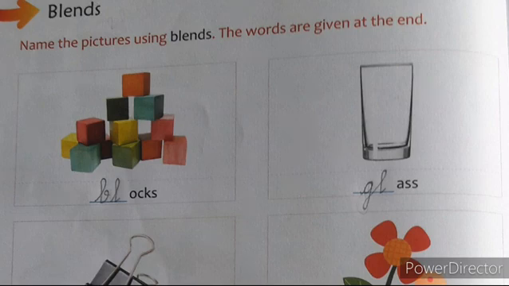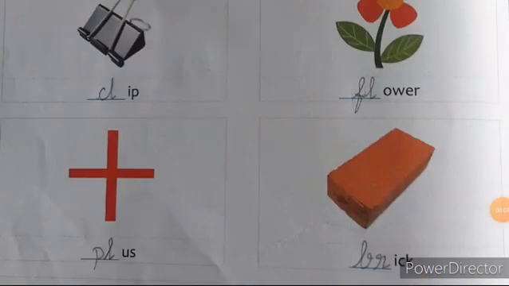The first picture is, what is it? Blocks. So what are the letters here? B-L. So the answer is B-L, blocks. The next, what is the picture, children? Glass. What letters do you have to use? G-L, G-L as glass. Blocks, glass. Children, what is it? Clip is there. The sound is K-L. It is K-L, clip.